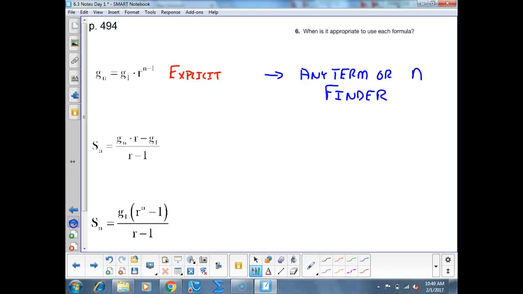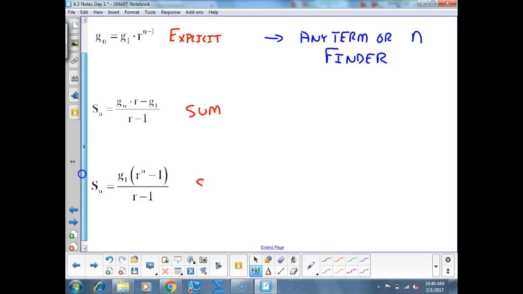Now, these two down here are sum formulas. So what would we use those for? Find the sum, right? So, what do we need in Euclid's method? First term, last term, and r, right?